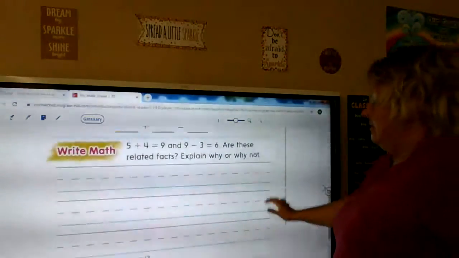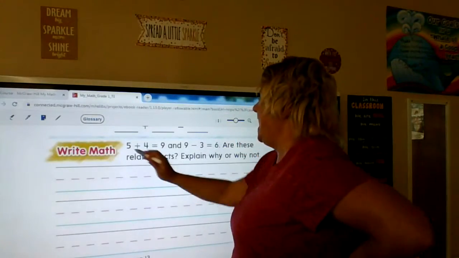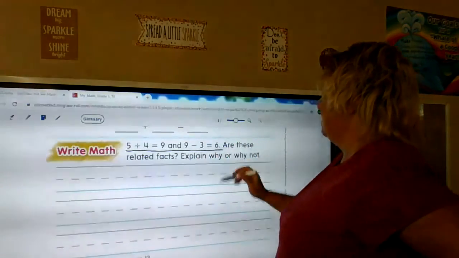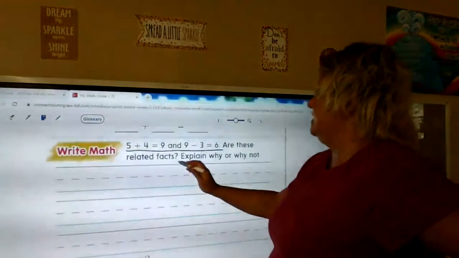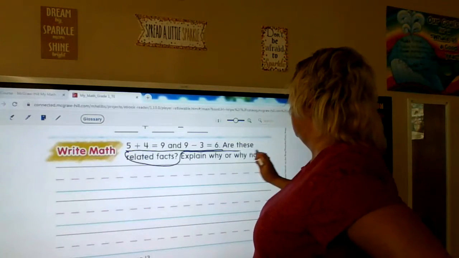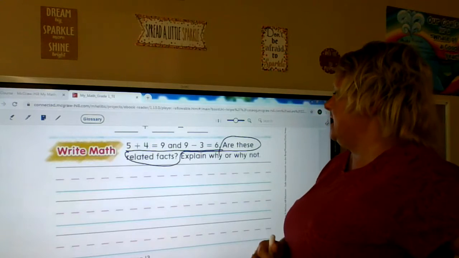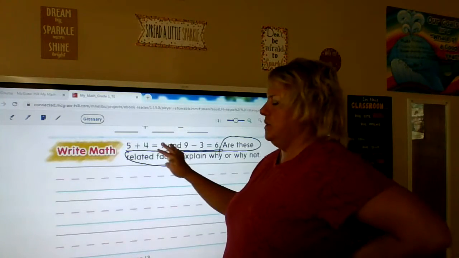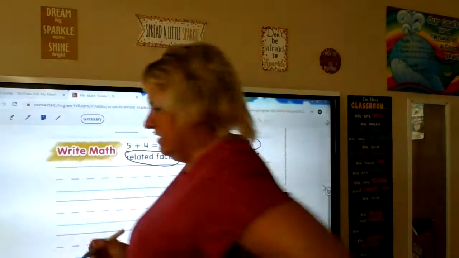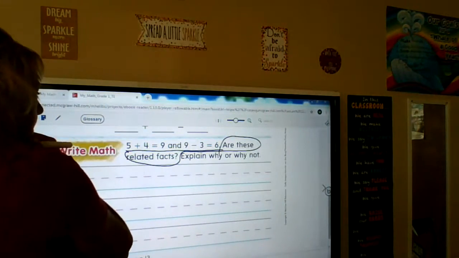Okay. 5 plus 4 equals 9, and 9 minus 3 equals 6. Are these related facts? 5 plus 4 is 9, 9 minus 3 is 6. Are these two related addition facts? What do you think?